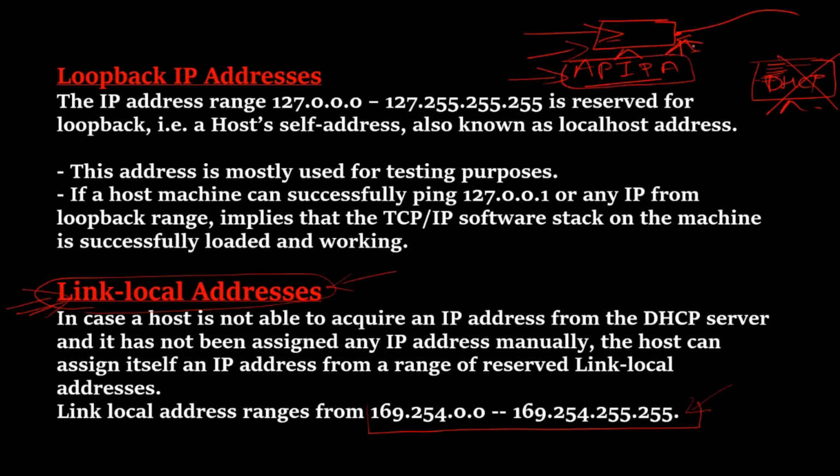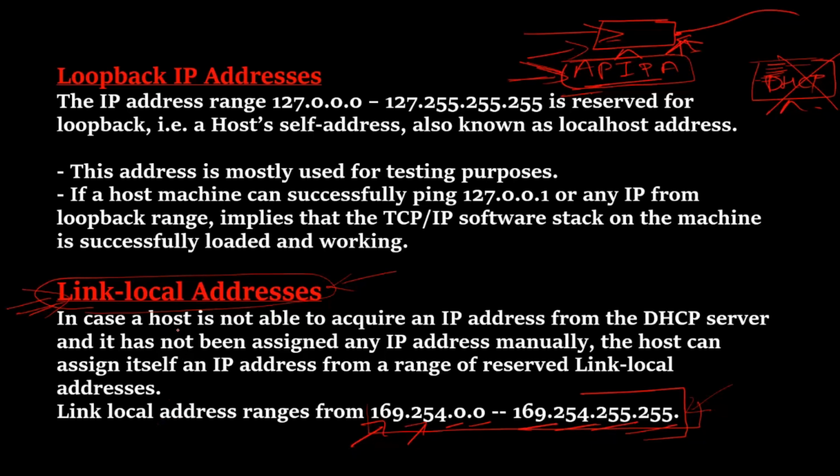When the DHCP server becomes available, then it will get the IP from the DHCP server. You only have to refresh your NIC, right? So this APIPA will provide a range. That range is 169.254.0.0 to 169.254.255.255. This range is known as the link local address, which is assigned by the APIPA protocol by your operating system. Right? So this is the meaning of link local address.